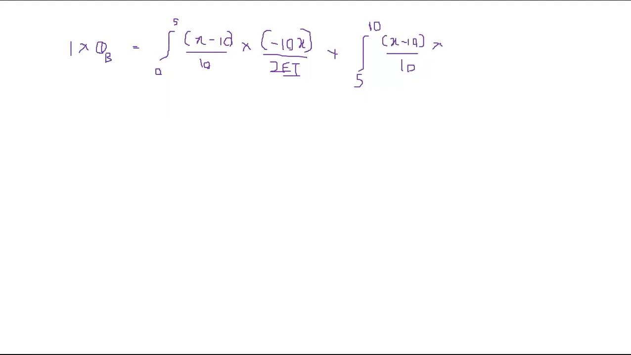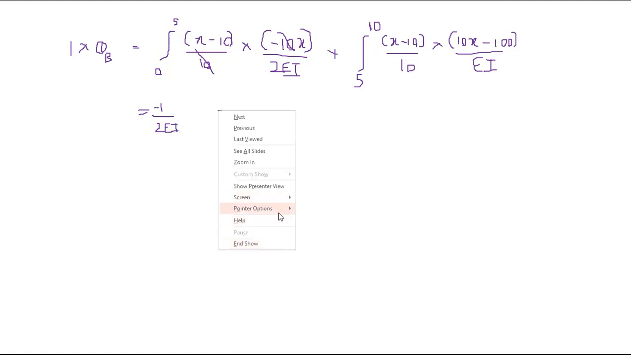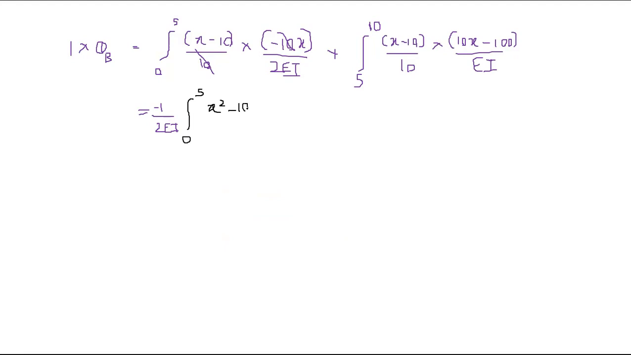And this is going to be 10x minus 100 over EI. So now this 10 is cancelling. You can take minus 2EI out, and your integral remains like 0 to 5, x squared minus 10x, because you take this minus outside, right, and 2EI.